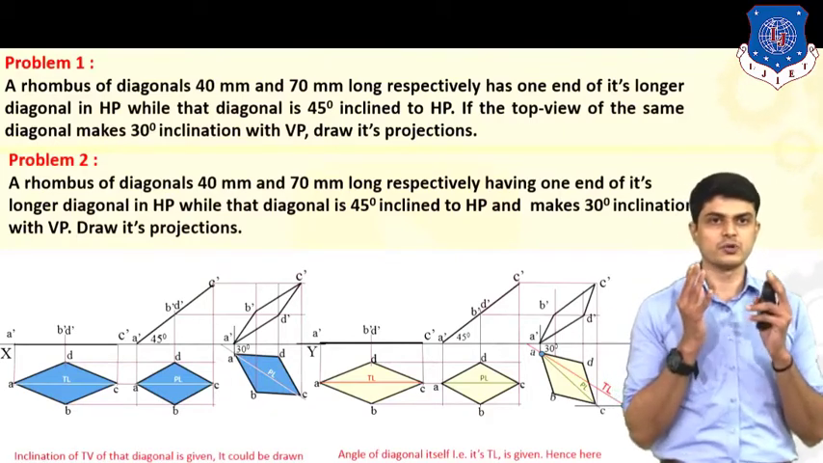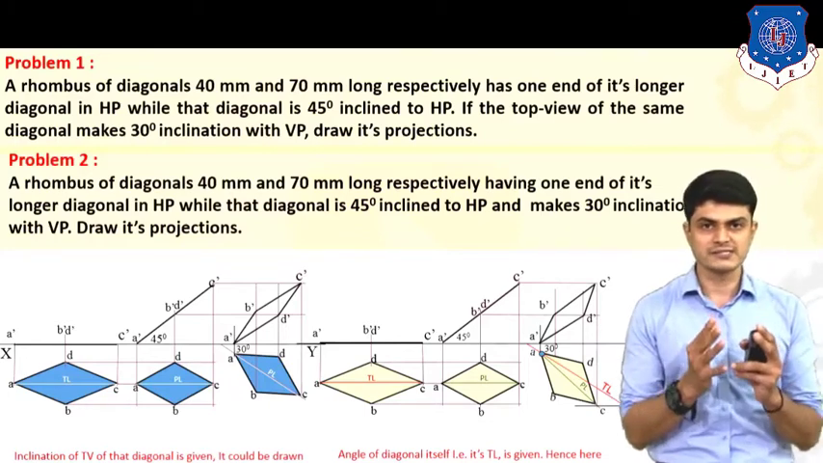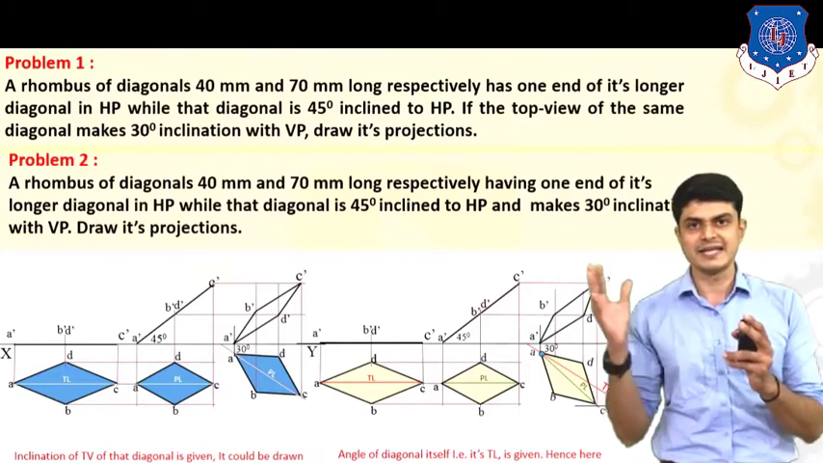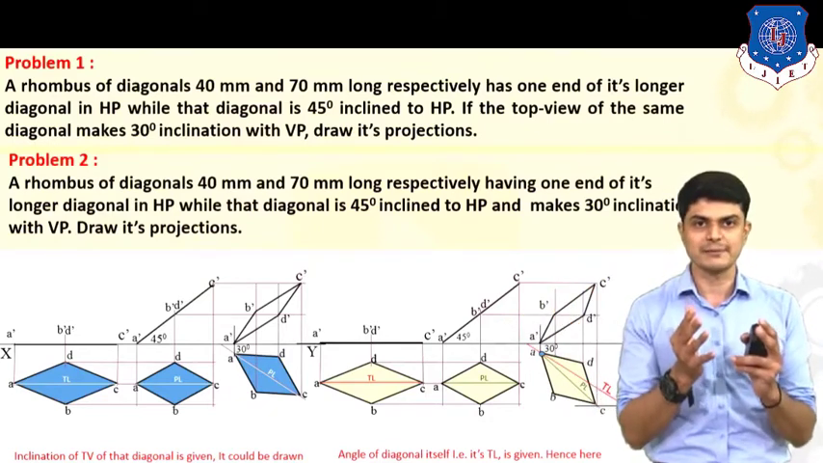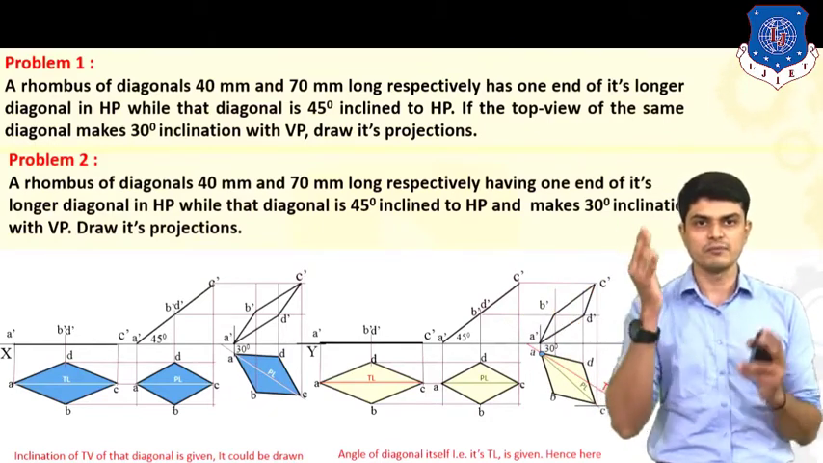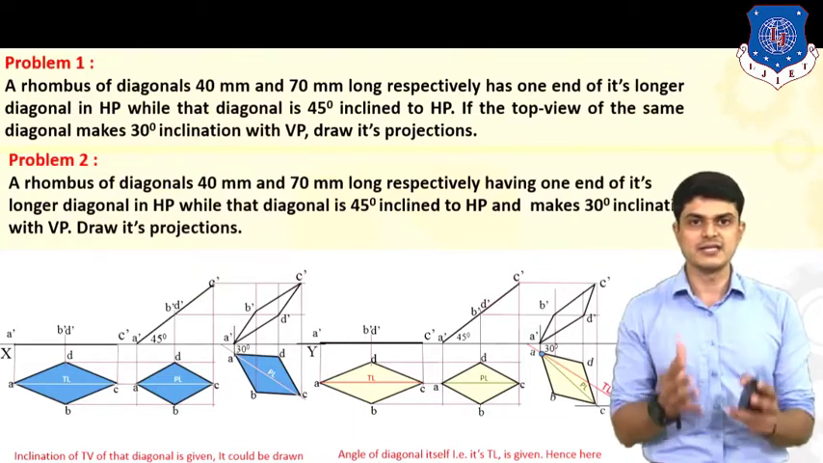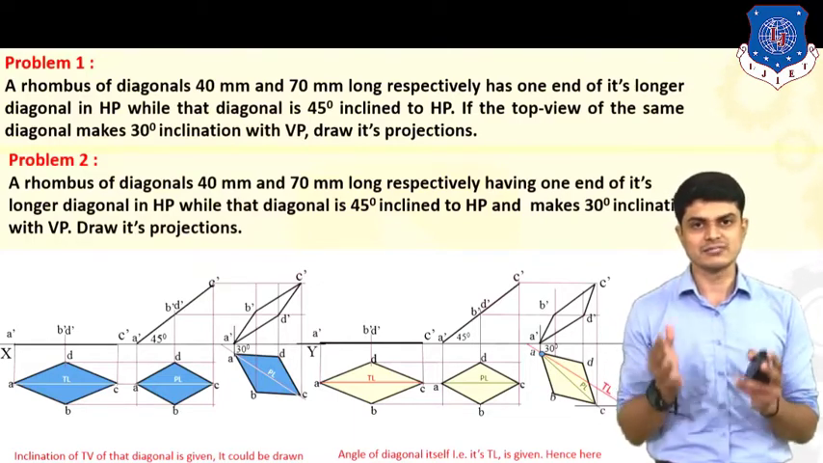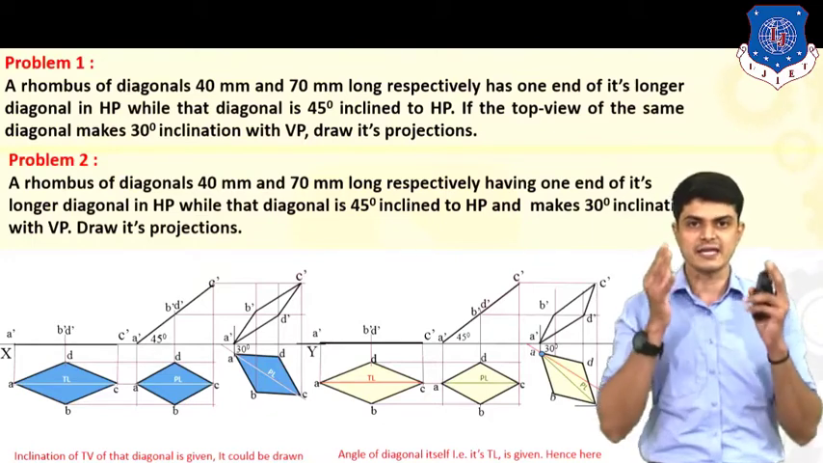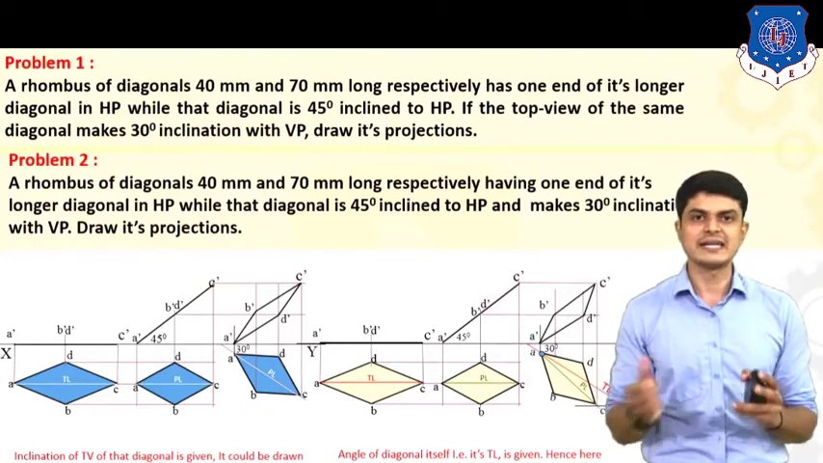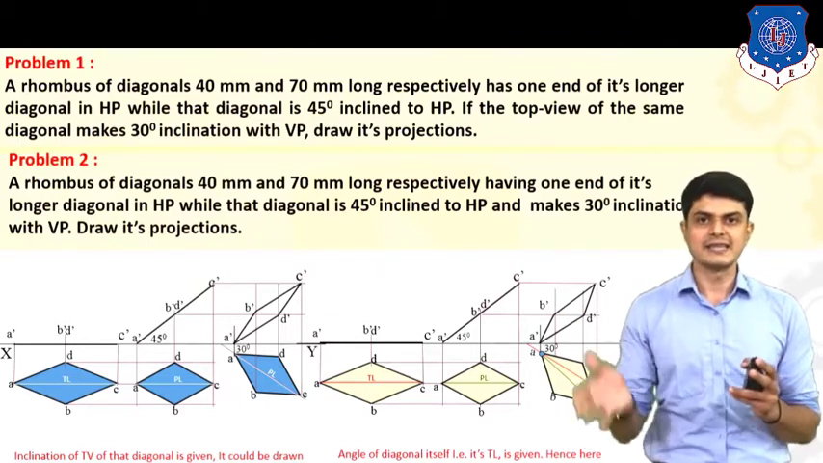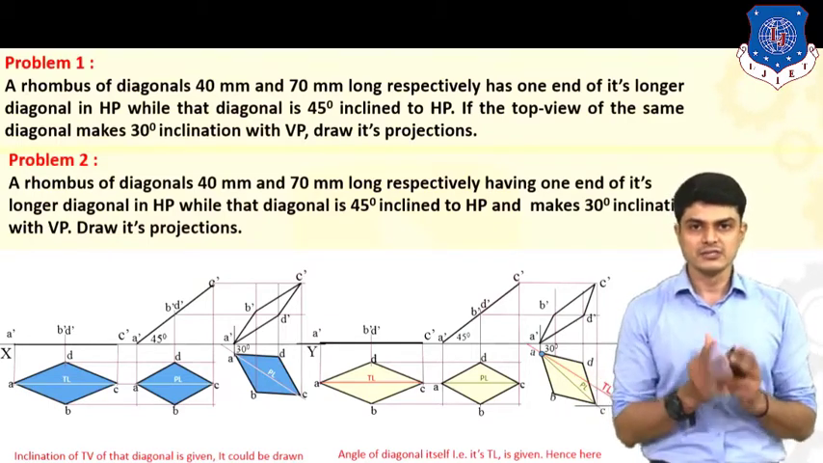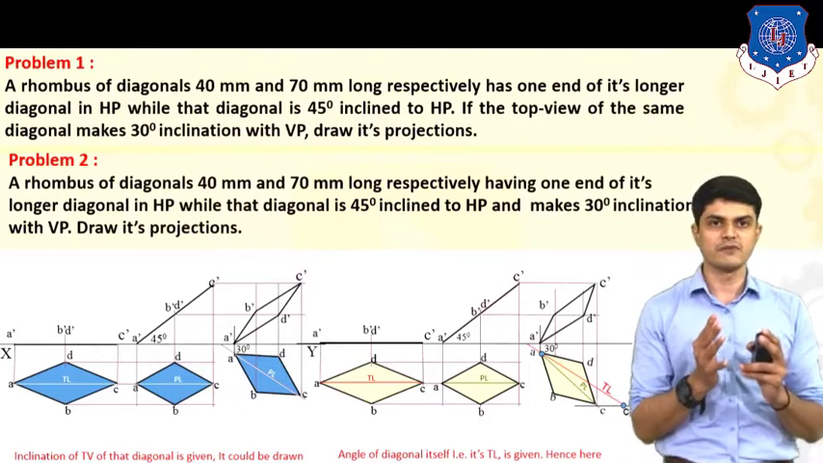So here you need to observe the difference between the two drawings. In the first drawing, you have taken the angle directly with respect to the plan length or the top view, because it was said in your example that the top view of the same is inclined at 30 degree to VP. But in the second case, it was said that the longer diagonal is making 30 degree. That's why we are taking the longer diagonal at 30 degree here. Then we are constructing the locus, and then we are plotting the plan length. So this is the major difference between the two examples.